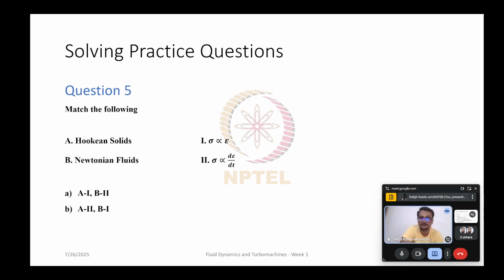Move on to question number 5, which is again a match the following type of question. We have two options each. One is Hookean solids. So basically solids and fluids, but particular types of solids and fluids. Solids which follow Hooke's law.